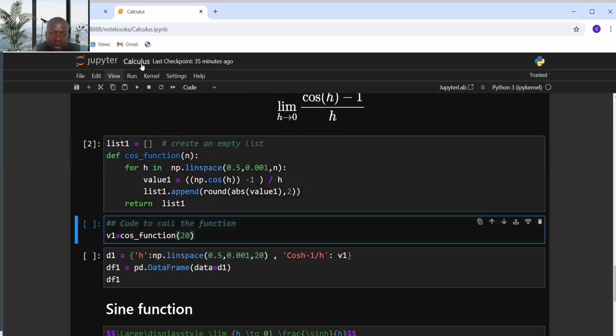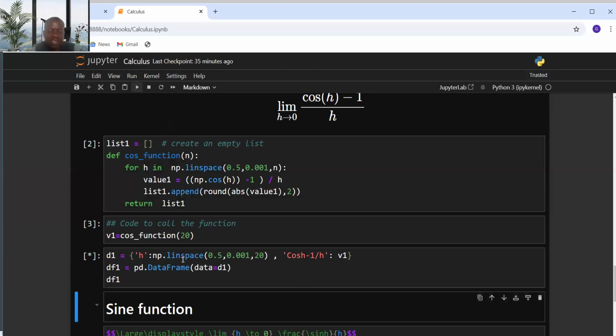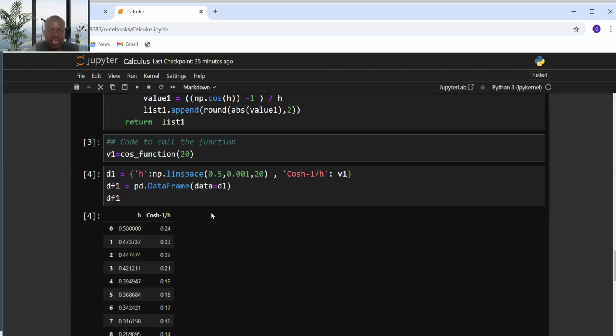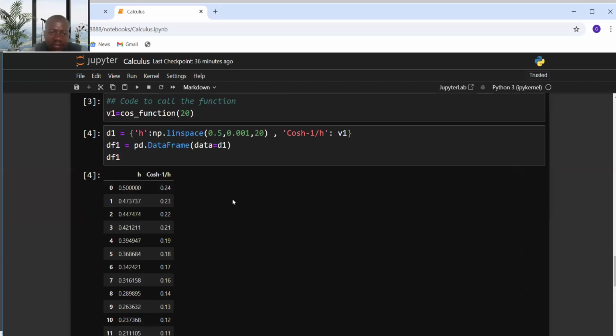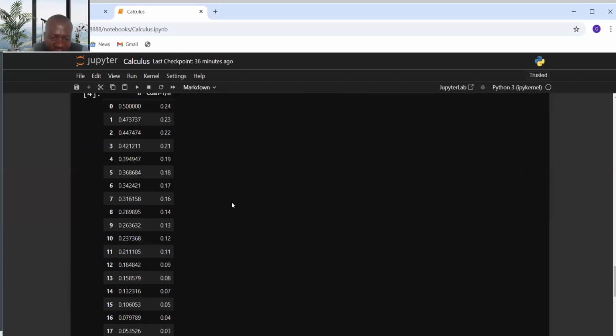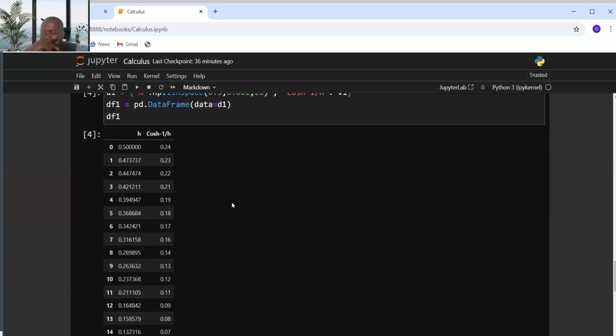Now let's call the function to compute those 20 iterations. And then I'll just display the values here. Let's now look at this. You see that this is the cos of the function. You can easily see that when we look at the function, let me just write the function again.